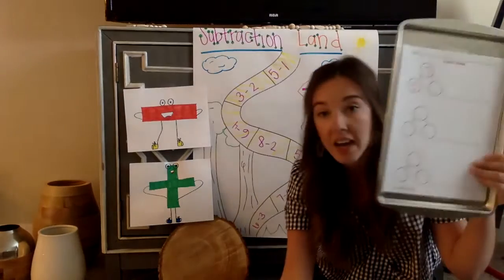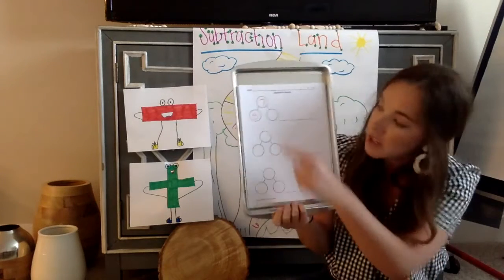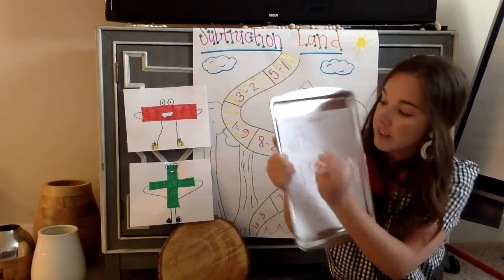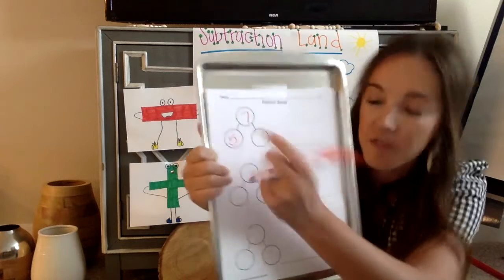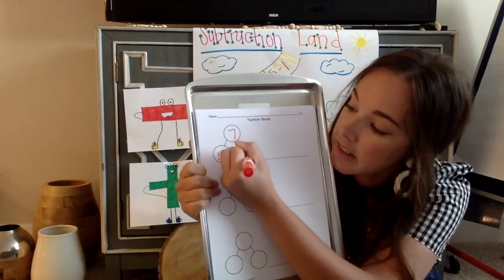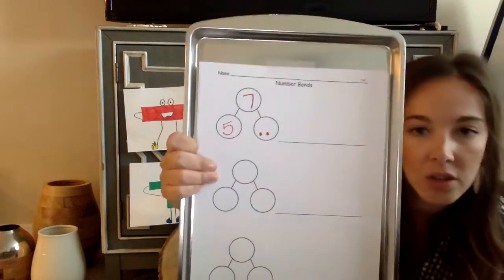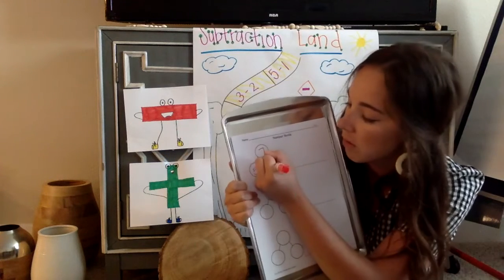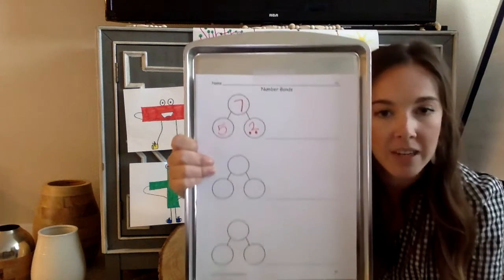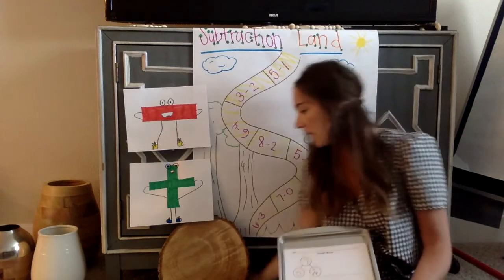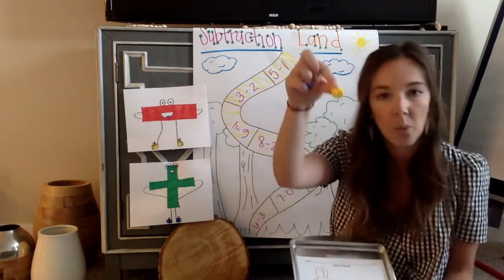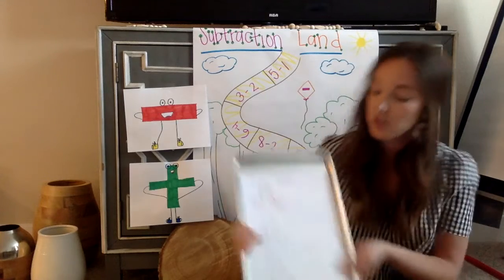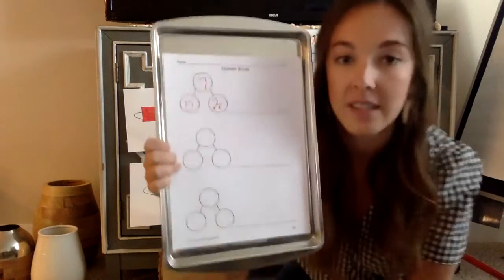I have 5 and I want to get to 7. Watch what I do. I touch the 5 and then I'm actually going to draw on this number bond. I'm going to go 5, 6, 7. How many circles did I just draw there? I drew 2. Should I check if my work is correct? Let me pull out how many bears are in the cave. 1, 2.